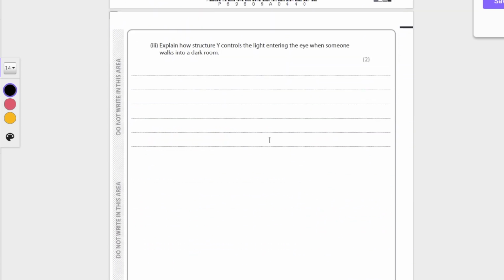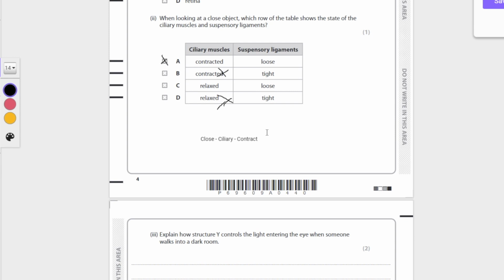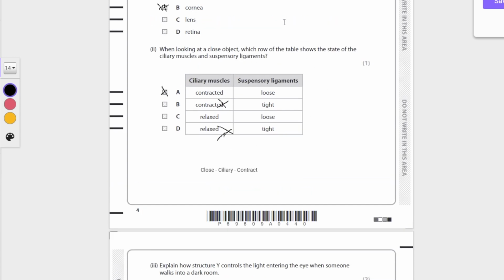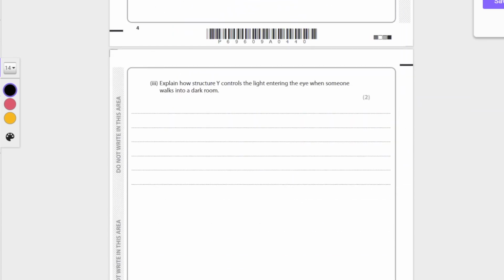Okay, explain how structure Y controls the light entering the eye when someone walks into a dark room. Okay, let's look. So structure Y, we know what it is, the iris, and it controls the size of the pupils, and it wants us to talk about how. Okay, this is a nice question.